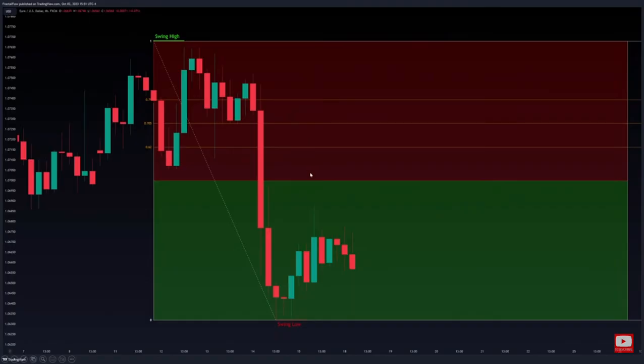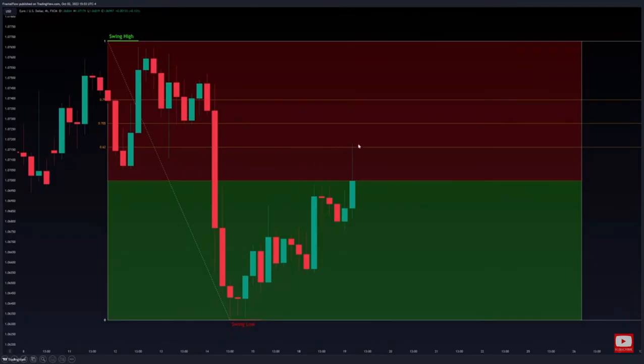If price comes back to that level, we want to observe the interaction of price with each of the three levels that compose the OTE zone. By moving forward a few candles, we can see that price reacts to the 0.62 level of the OTE.